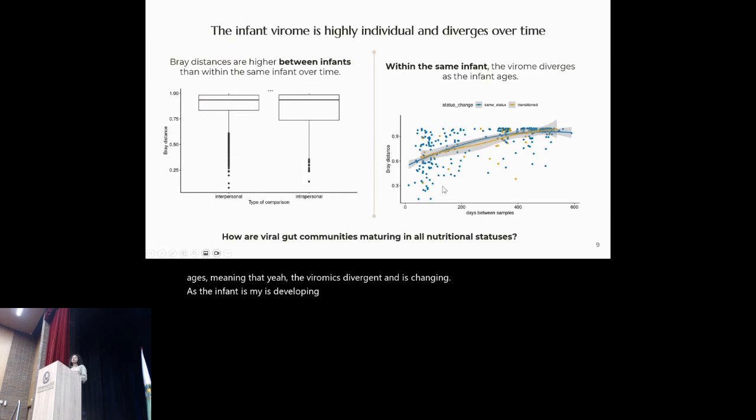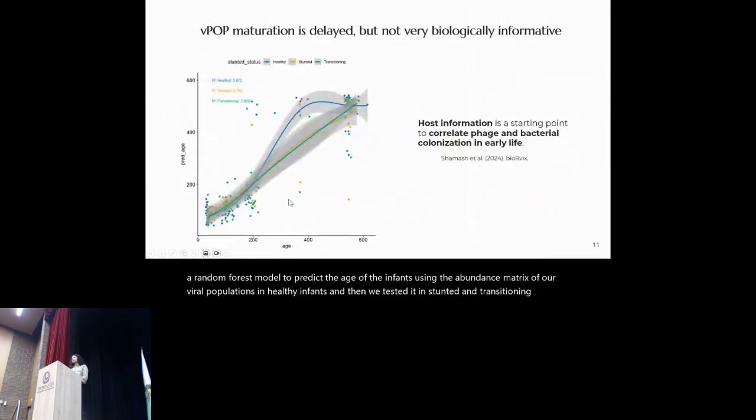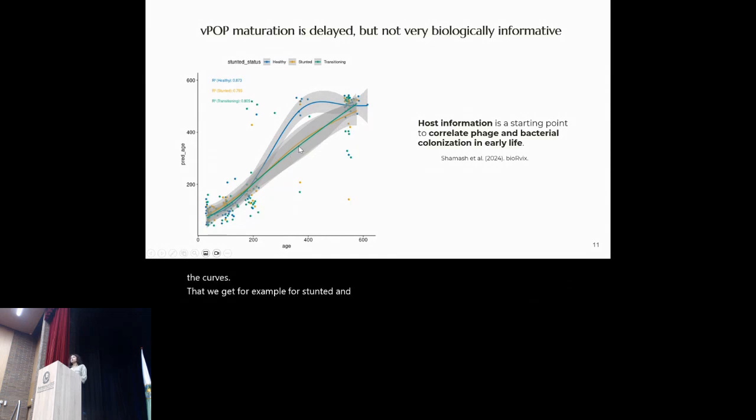So we wanted to know how these gut viral communities are maturing in all these nutritional statuses. What we did is build a random forest model to predict the age of the infants using the abundance matrix of our viral populations in healthy infants. And then we tested it in stunted and transitioning infants. Here in blue is the healthy maturation curve, which is different from the curves that we get for stunted and transitioning infants, in which we can see a delay in this gut viral maturation.